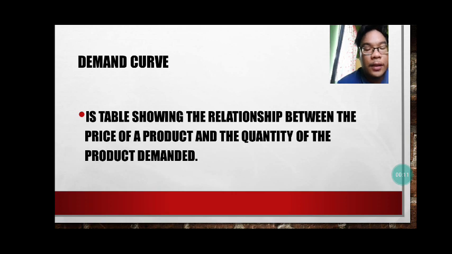First is, what is demand curve? Demand curve is a table showing the relationship between the price of a product and the quantity of the product demanded.